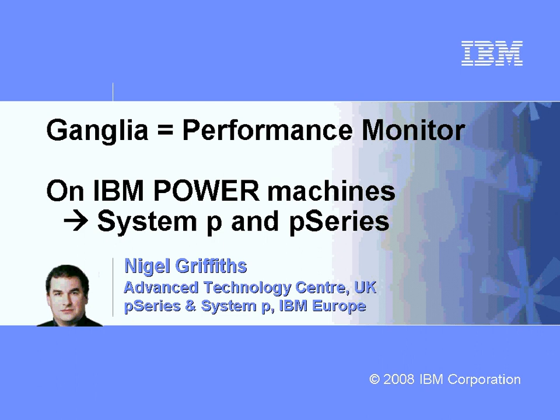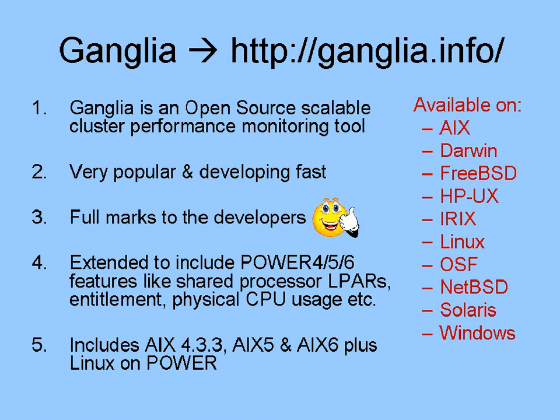This movie is about Ganglia, a performance tool that I've been using for a couple of years now, and I particularly like it because it's supported on the IBM Power-based machines, that System P series, and there's also the Power-based blades. Now, Ganglia is an open source project, and you can see the website at the top, so you can go and have a look at all the information and download the source code. It's very popular and it's developing fast.